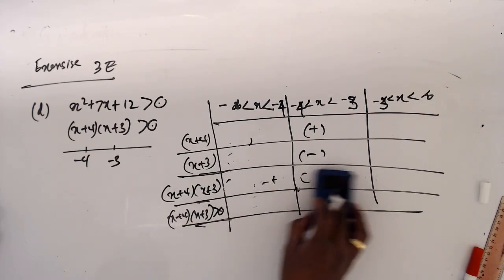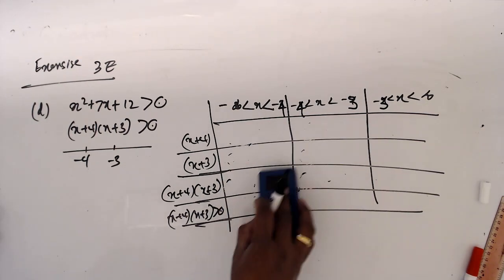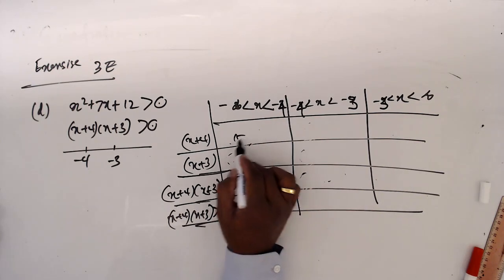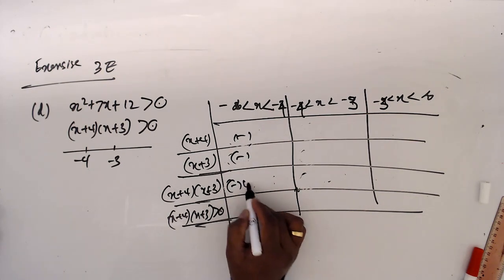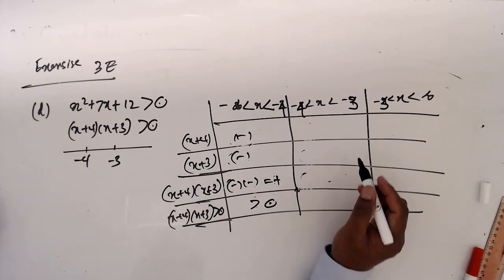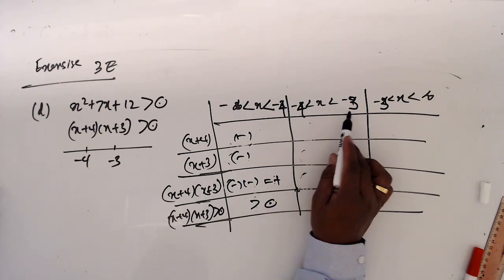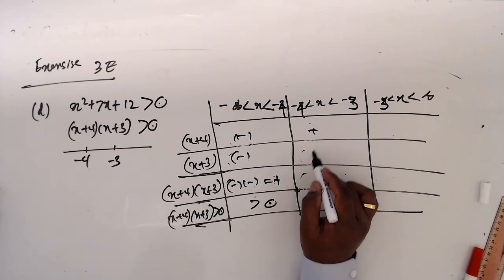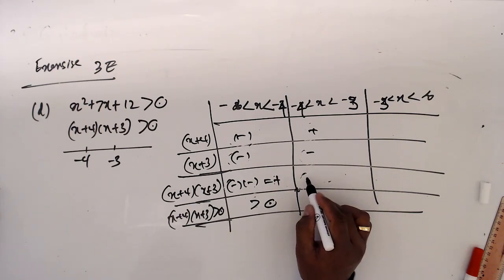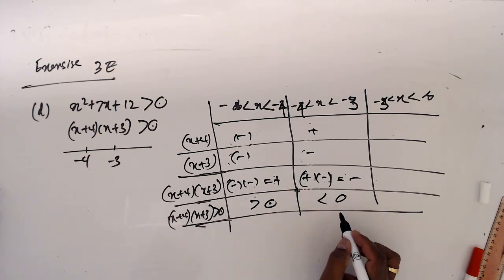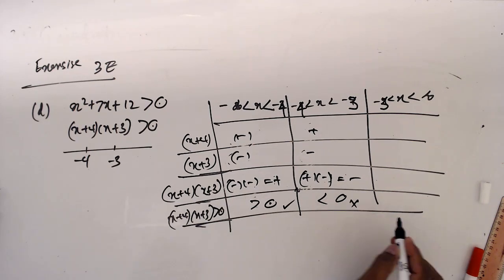Still the same, basically. Not much difference, but anything less than minus 4, minus 10,000, when you put negative, negative, still the thing's going to be the same, basically. Positive, and this is greater than 0, so it will match. And this is a number in between minus 4 and minus 3, minus 3.5. This is positive, this is negative, and positive times negative is negative, less than 0. So this doesn't match. This is right, this is not.